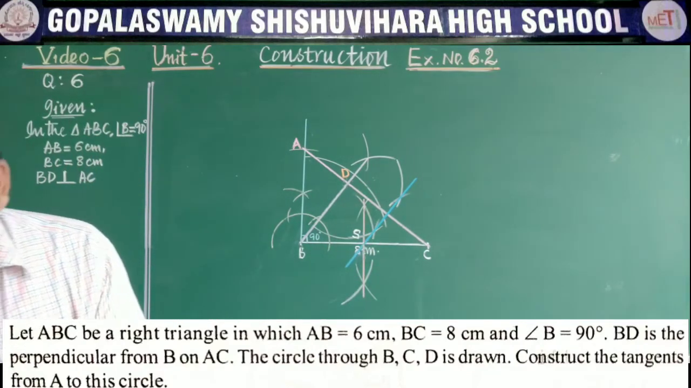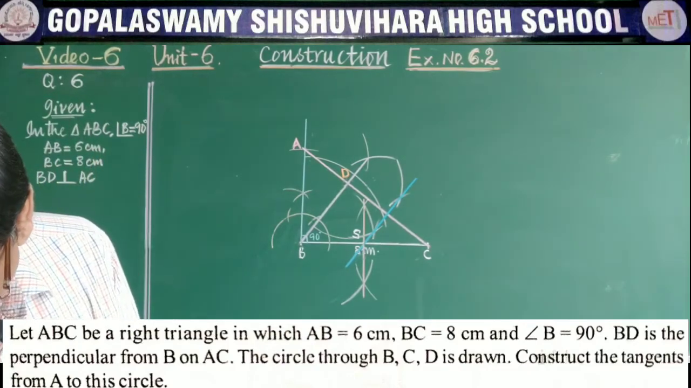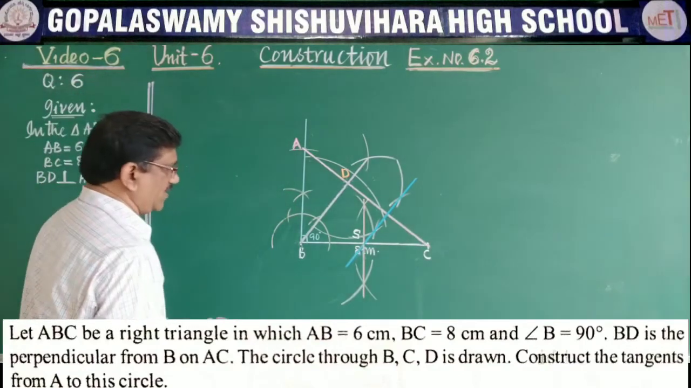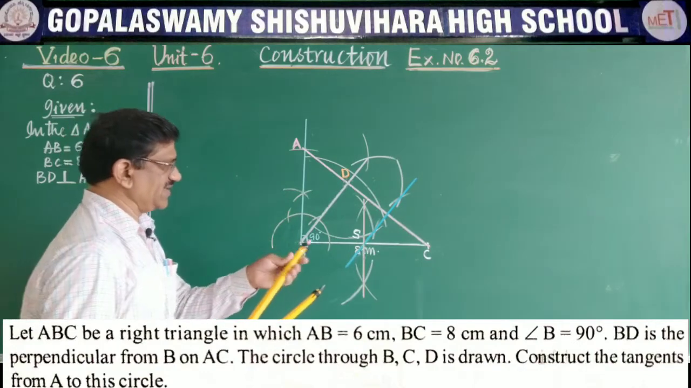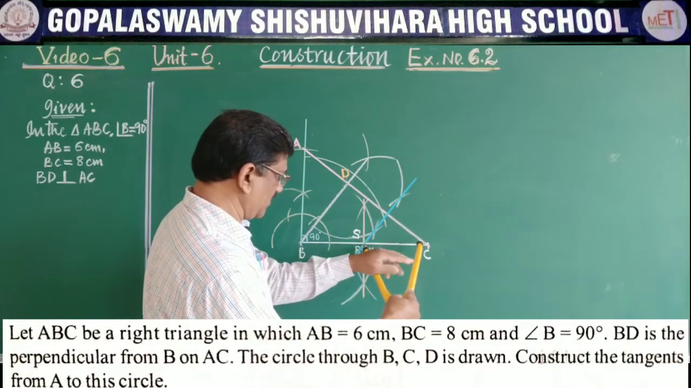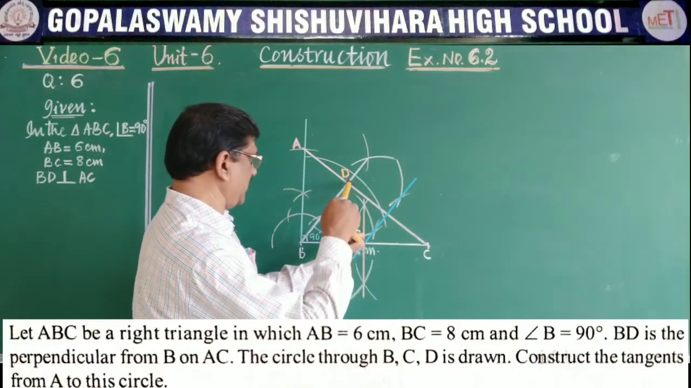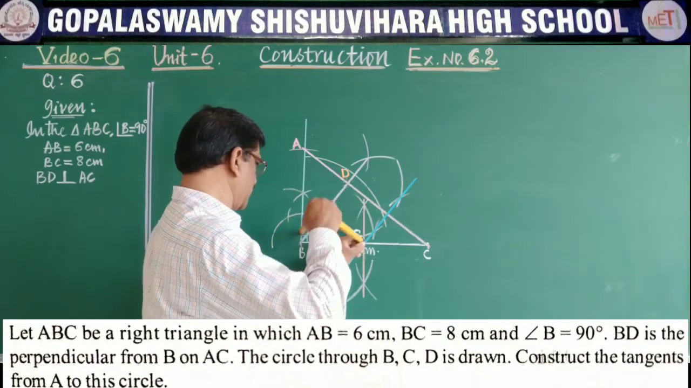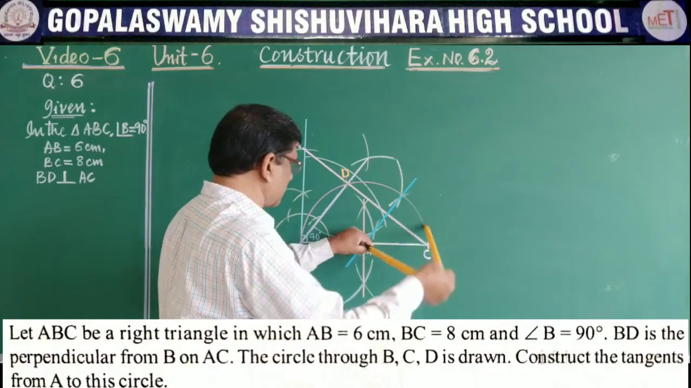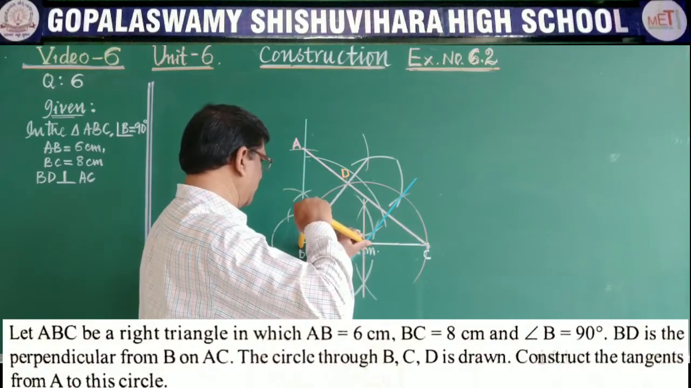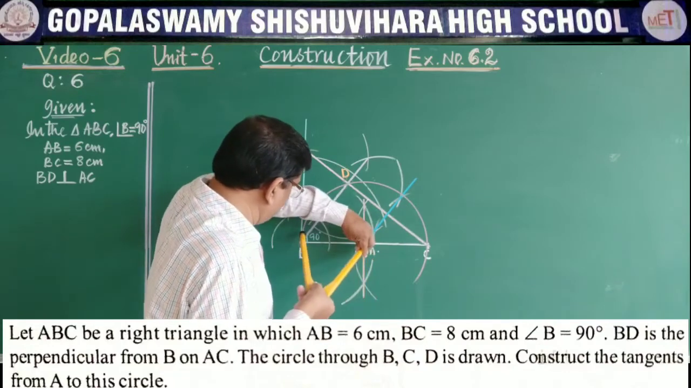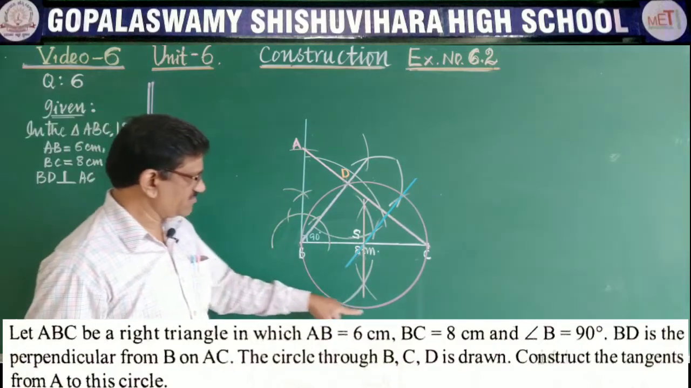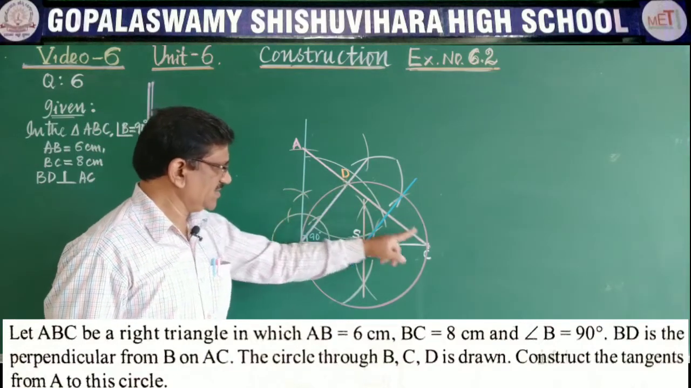Now, with S as a center, okay, taking SC or SD or SB as radius in the compass, draw a circle. That circle will pass through all the 3 vertices of the triangle like this. You see, children, here? This circle has passed through B, D, C.